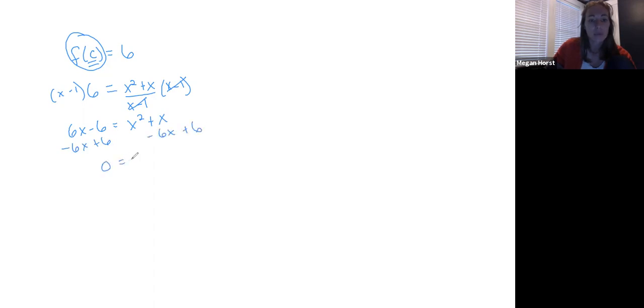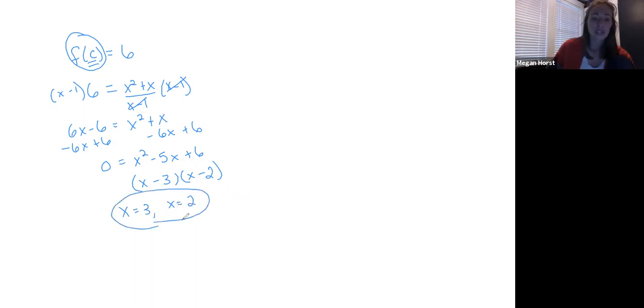I end up with x squared subtract 5x plus 6. I go ahead and I factor. I get x subtract 3, x subtract 2. So I get x equal to 3 and x equals 2. Notice that I got 2 answers here. Since I got 2 answers here, I actually need to backtrack a little bit.